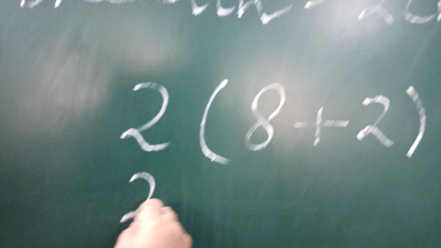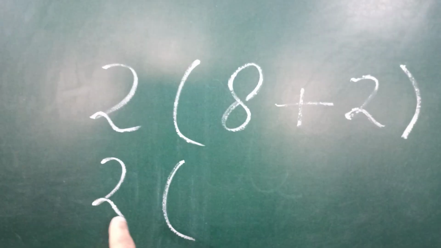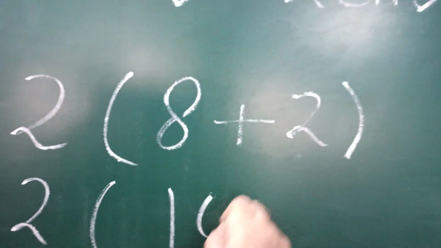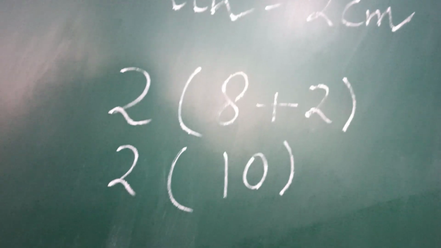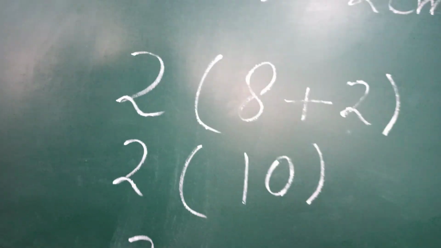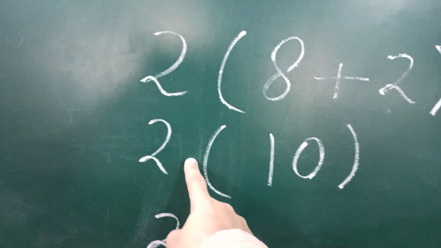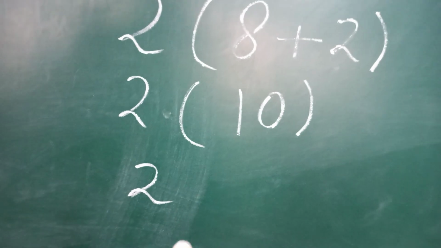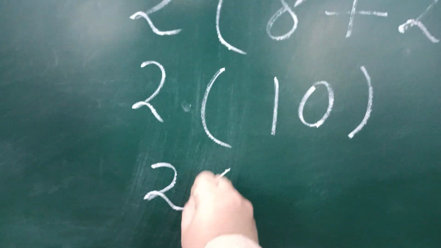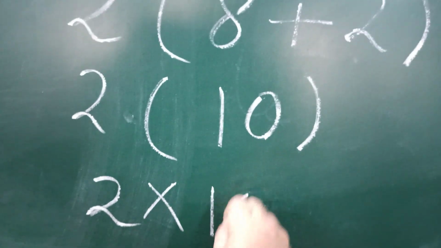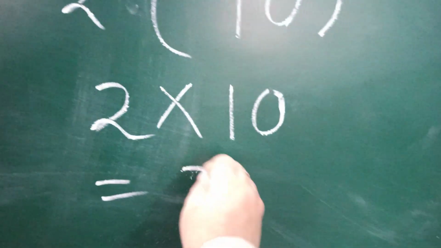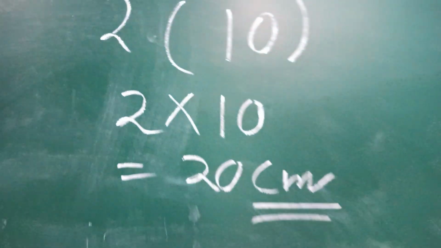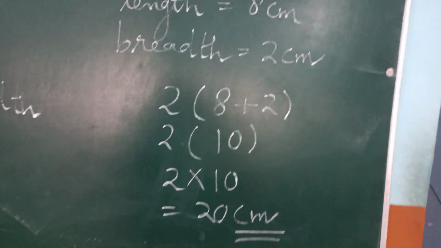So, I will solve my bracket first. 2, I will write as it is. I will add 8 plus 2. What is 8 plus 2? It is 10. So, I will write 10 in the bracket. Then, I will write 2 and there is no sign over here, but it means that we are talking about the sign of multiplication. So, I will write 2, I will put a sign of multiplication and then I will write 10. So, I will get my answer as 20 centimeters. Again, the unit is important because we are finding the perimeter.